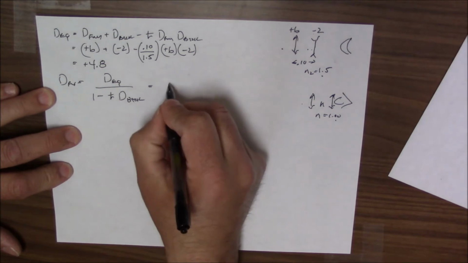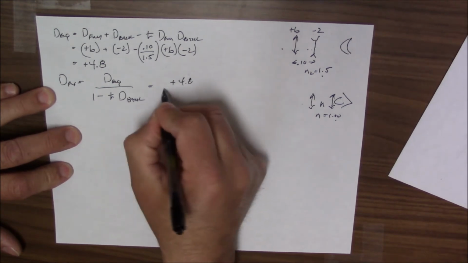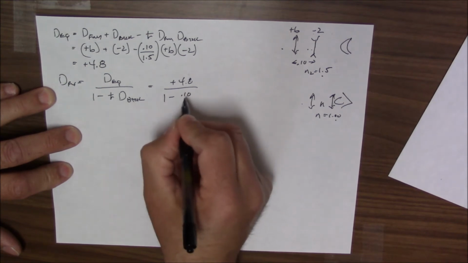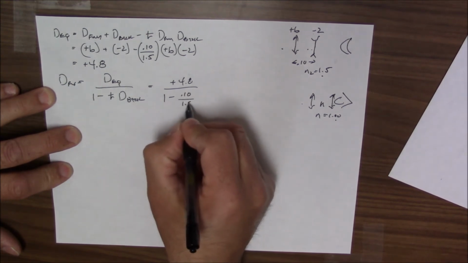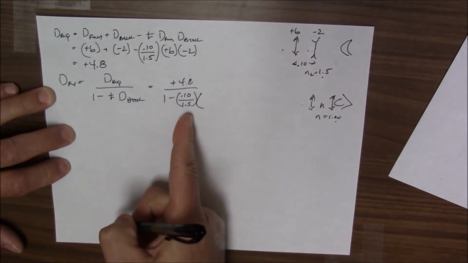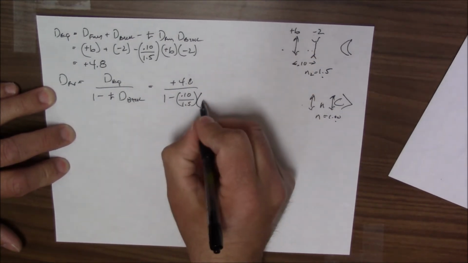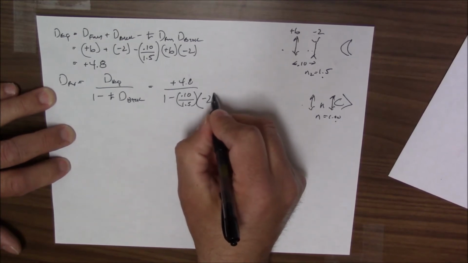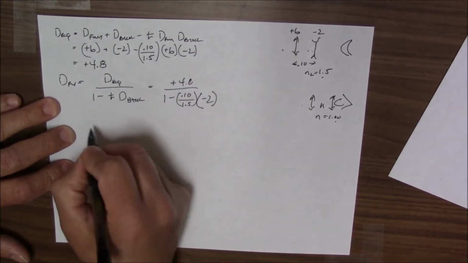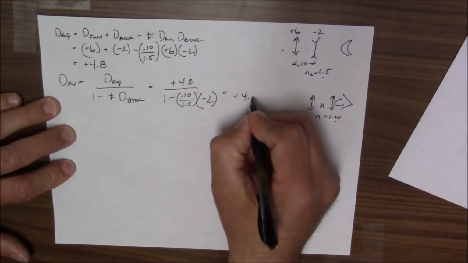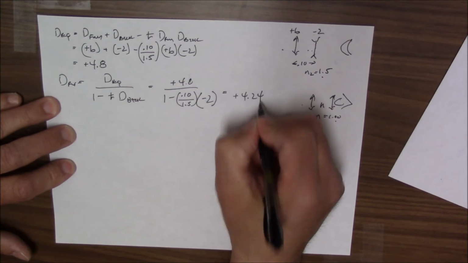The equivalent power you just found here, that's your plus 4.8, over 1 minus your thickness, once again given to you as 10 centimeters. Don't forget the index of refraction is 1.5, and then this is times the back power, or the back base curvature, which is going to be a minus 2. If you work out the math for that, it comes out to be a plus 4.24 diopters.